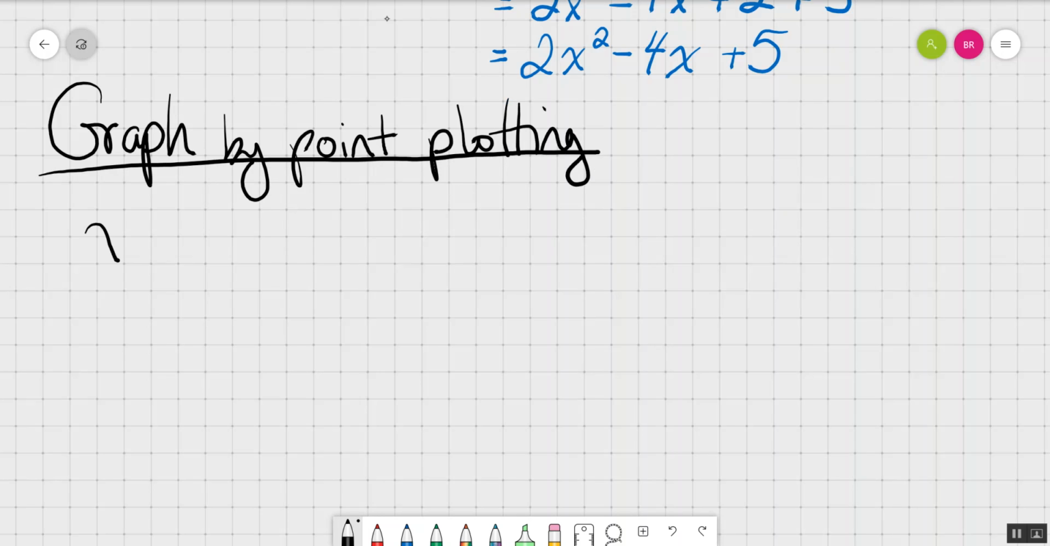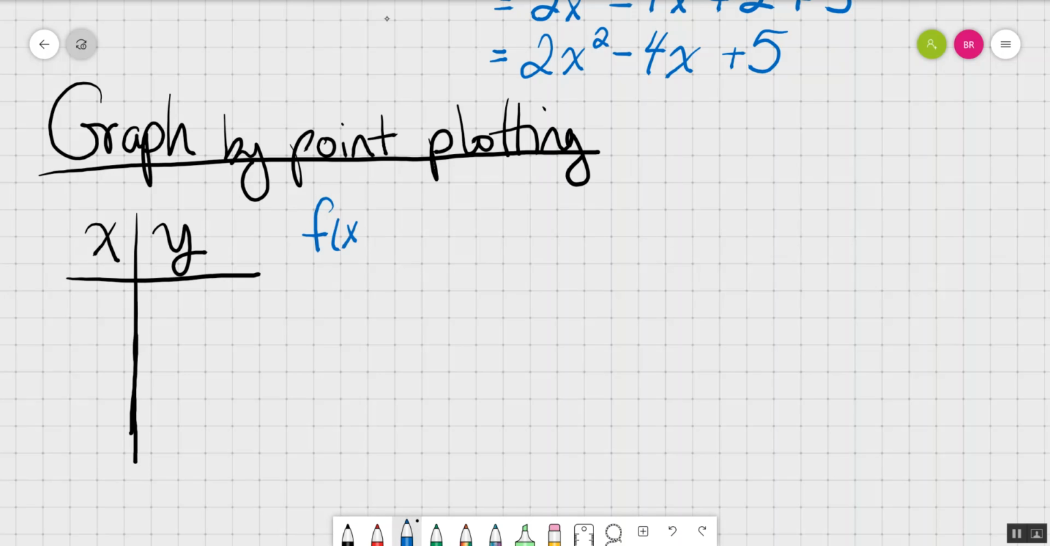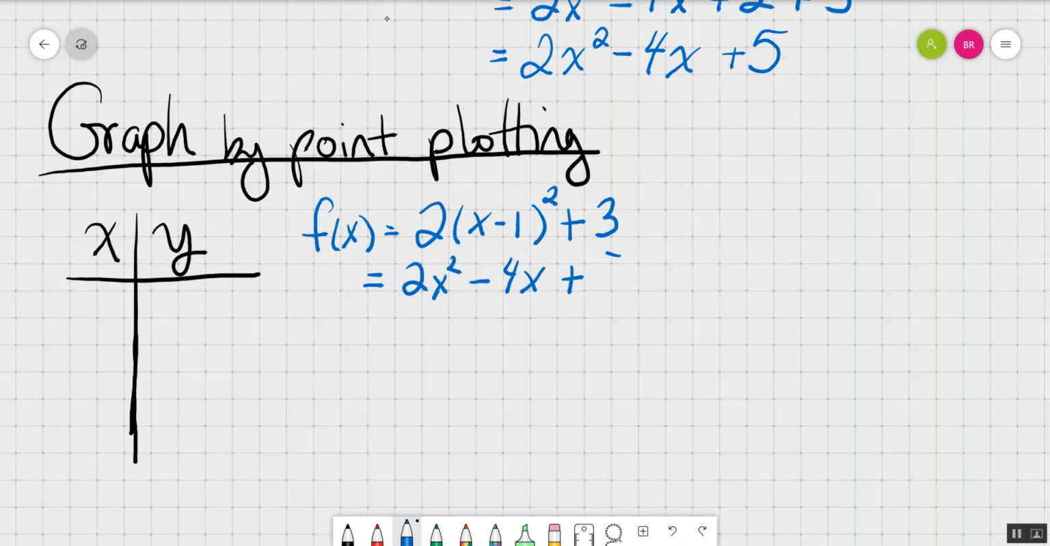So what we do is we make a table of x values and y values, and we would plot them and we would graph them. So I'm going to write my two forms of the equation that we had earlier. We had f as 2 times (x minus 1) squared plus 3, and we have the other version of it, 2x squared minus 4x plus 5. So we're going to graph this really quick just by plotting a couple points and then sketching it.